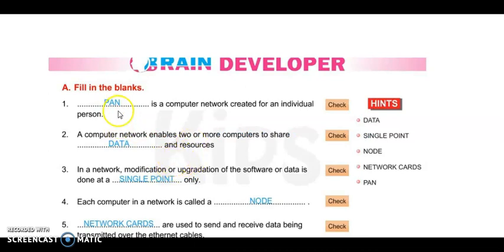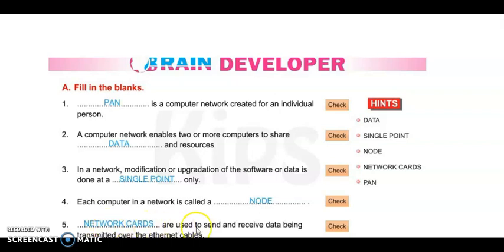Okay, let us discuss. Fill in the blanks. Dash is a computer network created for an individual person. Answer is PAN, Personal Area Network. Next, number 2, a computer network enables 2 or more computers to share dash and resources. Answer is data. In a network, modification or upgradation of the software or data is done at a dash point, single point only. Okay. Each computer in a network is called a node.